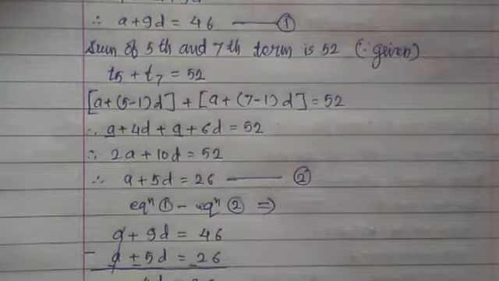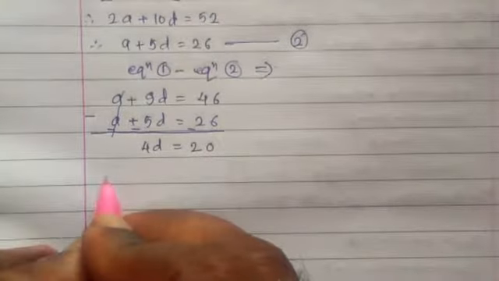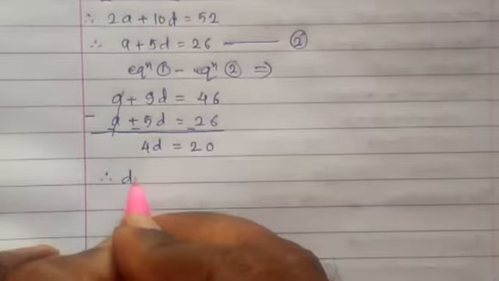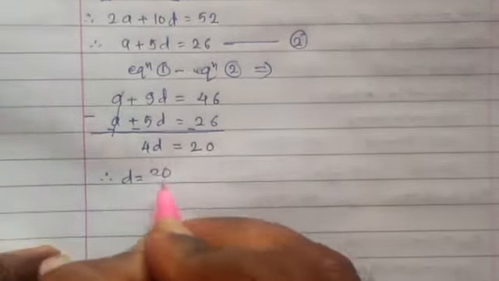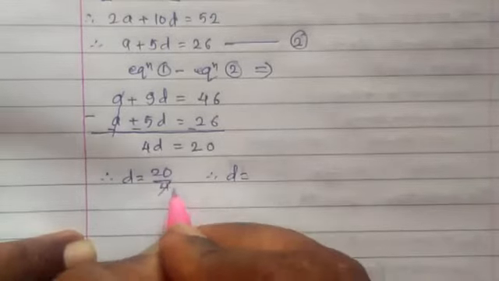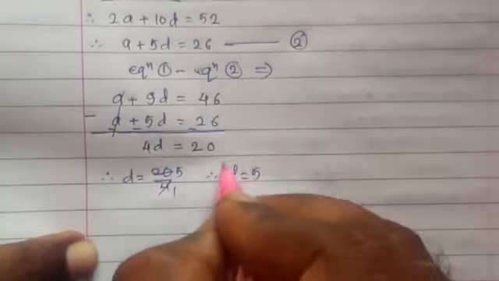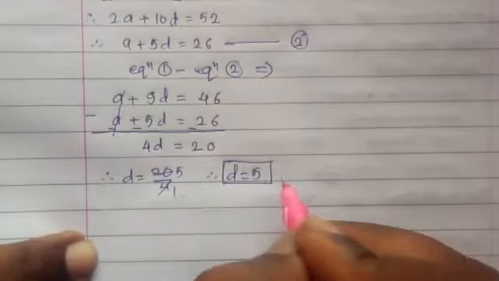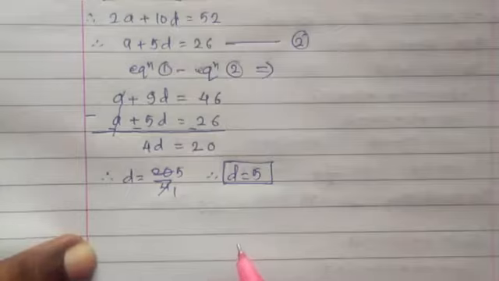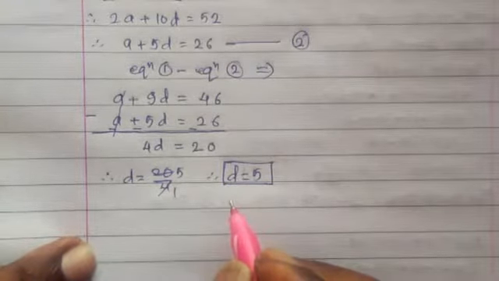Now here 4D is equal to 20, and hence we can find D is equal to 20 upon 4, and hence D is equal to 5, since 4 5s are 20. Now here the value of D is 5.